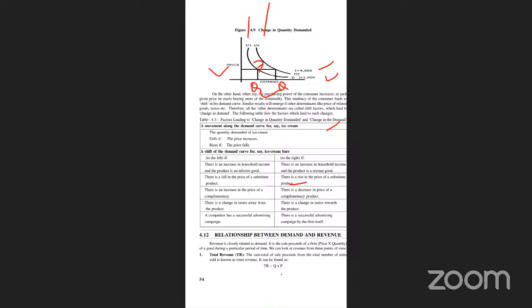The quantity demanded falls of ice cream. Again, another example here is given. Falls if the price increases, rises if the price falls. Inverse relationship, quantity and price. If the price is low, the quantity demanded is more. If the price is increasing high, then the quantity demanded will be very low.